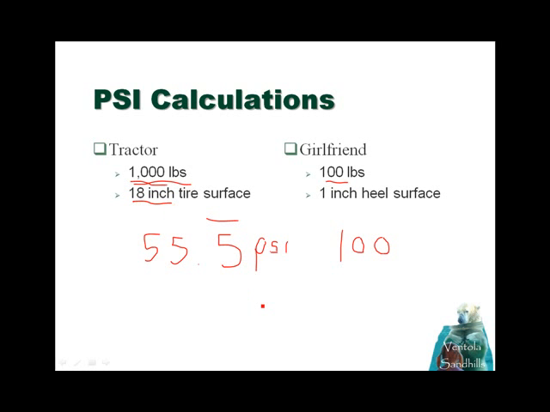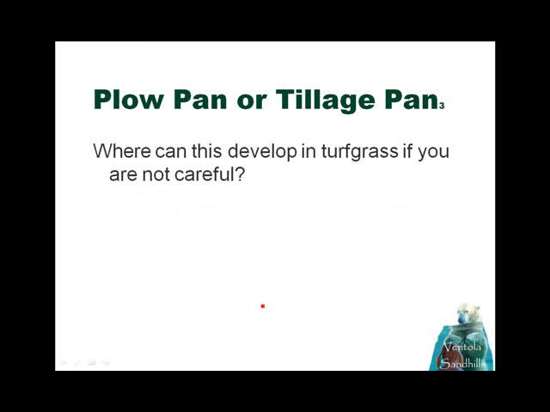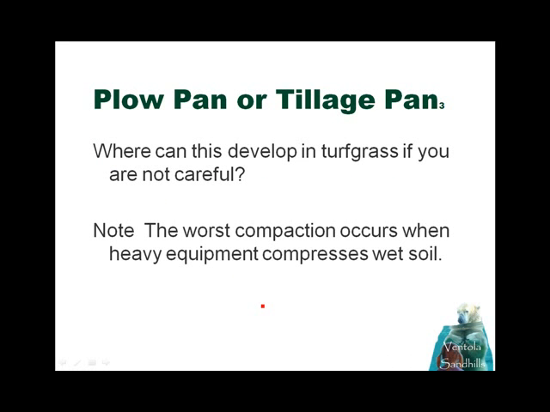One little oddity of this whole thing is sometimes a little bit of compaction can increase yield. Sometimes there's too many air spaces, and if we give a little bit of compaction in a field that's really open, we'll make available more water and more nutrients for the plant.